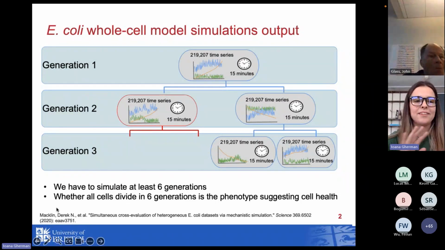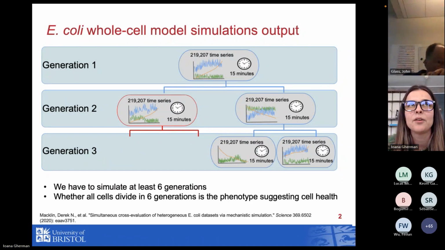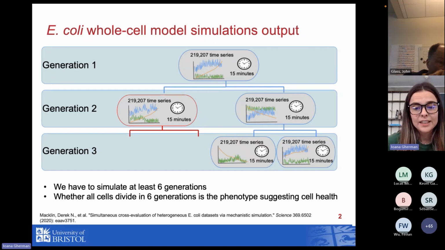After some investigation, I understood that we should simulate at least 6 generations. In 6 generations, we start seeing cells that do not divide. Another decision that we made was what we mean by a healthy genome: a genome is healthy if it produces dividing cells in 6 generations. So all the cells in 6 generations divide as expected.